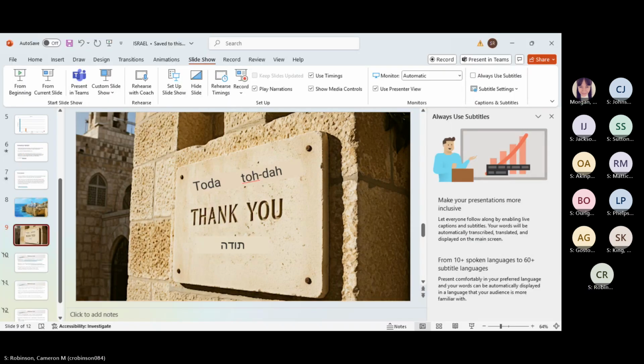And that's it. Oh, that was great, Cameron. So we say Toda to you. That means thank you for your presentation. So we learned a lot about Israel.